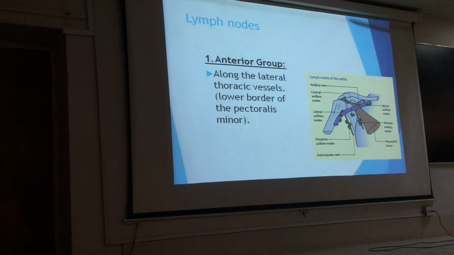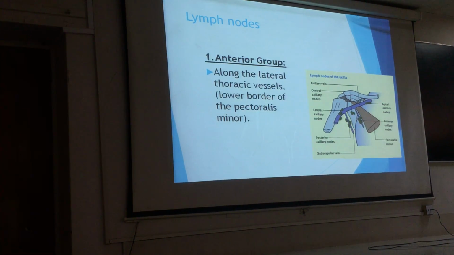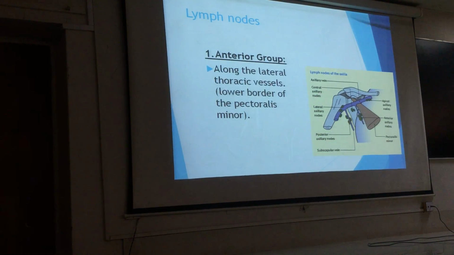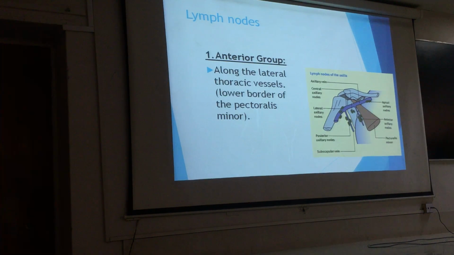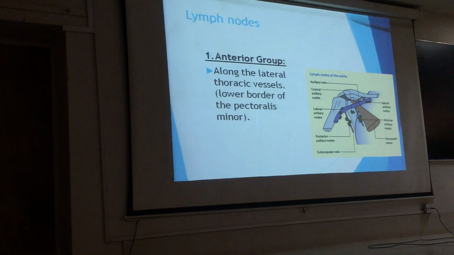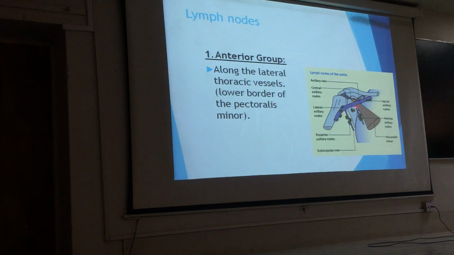Now, if you see the exact position of this anterior group, if you remember when we were doing the pectoralis minor, that was actually indicating the second part of the axillary artery, which was giving two branches. One was the thoracoacromial and one was the lateral thoracic. And if you remember, this lateral thoracic was running on the lower border of the pectoralis minor. If you see, this is the pectoralis minor, and this is the lateral thoracic artery, which is running on the lower border of the pectoralis minor muscle.